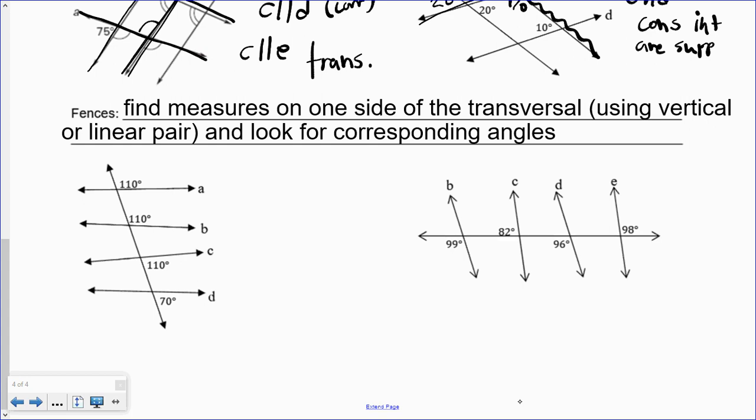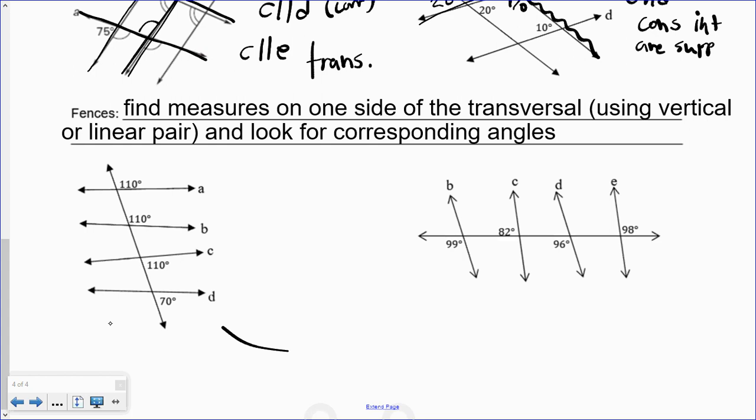So what you guys are going to do is use linear pair to fill in the rest of the picture. You cannot use corresponding angles because you don't know if the lines are parallel yet. The directions are going to say, are the lines parallel? Or which lines are parallel? So you can't assume that you have parallel right now. So all I can do, that's why I put this in parentheses, all you can do is use vertical or linear pair.